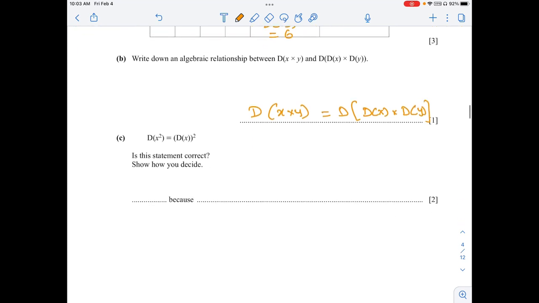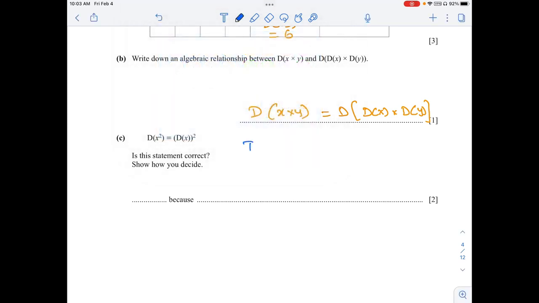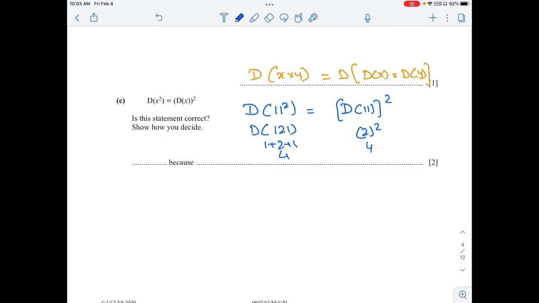Okay, so now part C. He says digital root of x square is equal to the whole square of digital root of x. What does it mean? Let x is equal to 9, or maybe 11. I take 11 square, which should be equal to digital root of 11 whole square. So digital root of 11 square means 121, which is 1 plus 2 plus 1, which is 4. And over here digital root of 11 is nothing but what? 2. So 2 square is 4. Yes, it is the same.